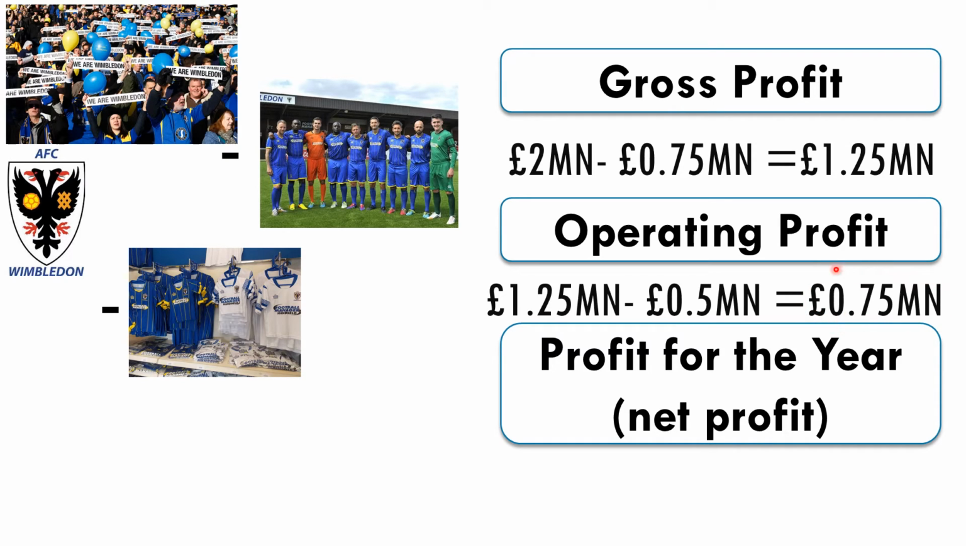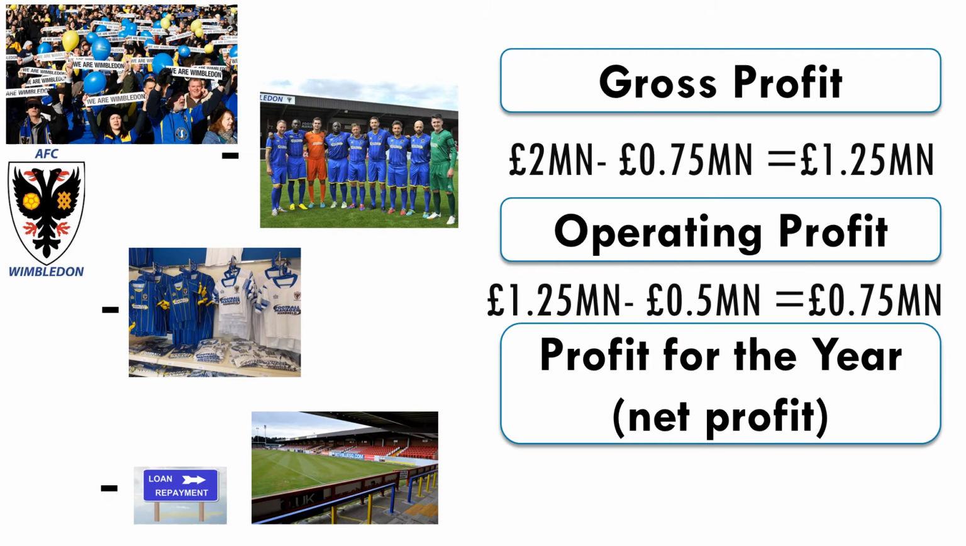So this is the profit the business would make from just running its normal operations. To get to profit for the year, or net profit, we have to take off any final exceptional items. So if we imagine, for example, that this club have taken out a loan to buy their ground and they have to pay that back with interest, those interest payments would be coming out now at this stage to get us towards our profit for the year.